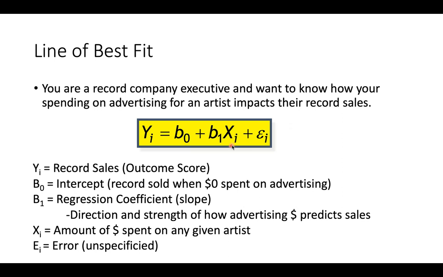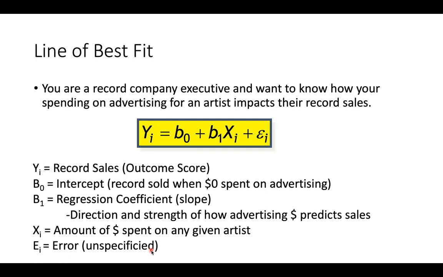X is the predictor value that we input. So the amount of money spent on any given artist. So once we use our current data to construct this line, we can play with X and we can say, okay, if I spend $100,000 on advertising, how many records do we predict this artist will sell? If I spend $200,000, how many records will this artist sell, right? X is our input of our predictor, right? So this will change based on what our predictor is, how much money we spend on any given artist.